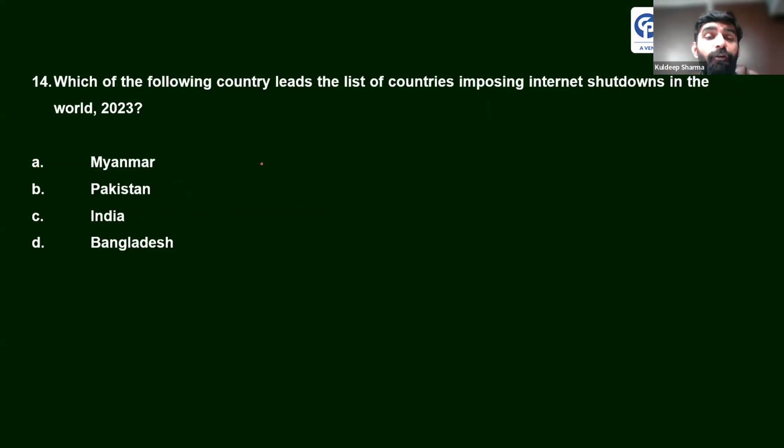Next question, which of the following countries leads the list of countries imposing internet shutdowns in the world? Internet shutdown is a big problem. Usually whenever a law and order issue arises in a particular area or in the whole of the state, the first step which governments usually take is to shut down the internet so that there is no exchange of harmful messages among different WhatsApp and Facebook groups.